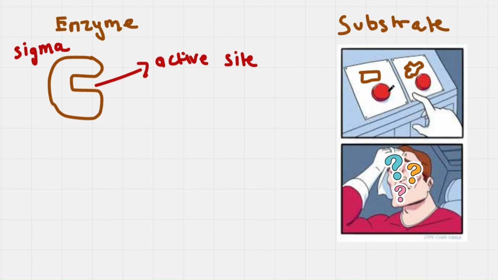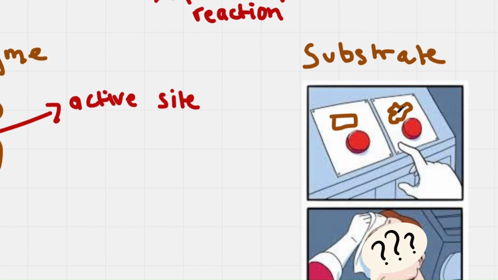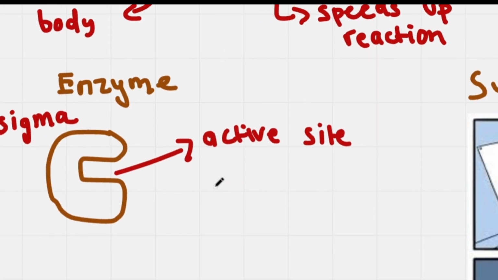Which substrate is going to fit into this active site? Because now we have two difficult choices. How do we know which one fits into the active site? Well, there's one important rule to remember. The substrate has to be complementary to the shape of the active site in order for a reaction to happen. This is known as the lock and key hypothesis. Basically, that just means that the substrate, one of these two, has to be the same shape as the active site in order to actually fit in, and that allows for a chemical reaction to happen.